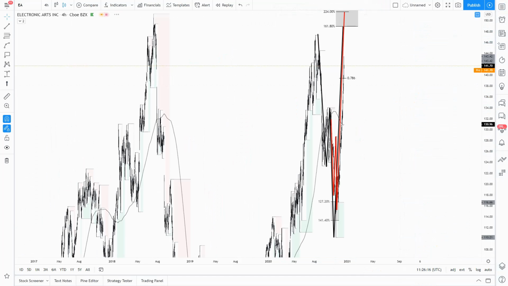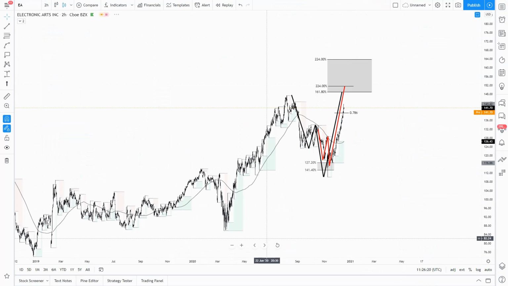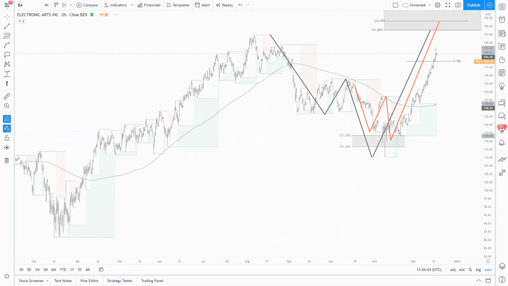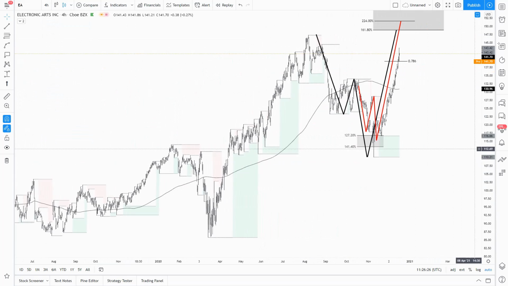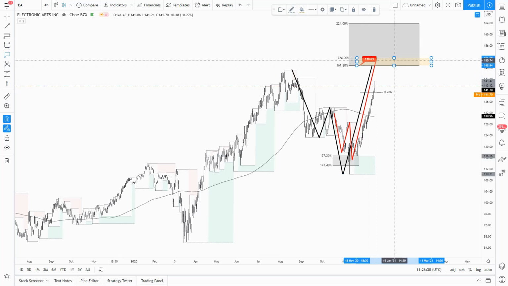Electronic Arts, quite the same. Let me go into a lower time frame, I believe. Actually, I can stay there. For EA, we have convergence between two different patterns. One of them at 148.94, and then the other one at 151. So we have that range where the market may find some pressure.